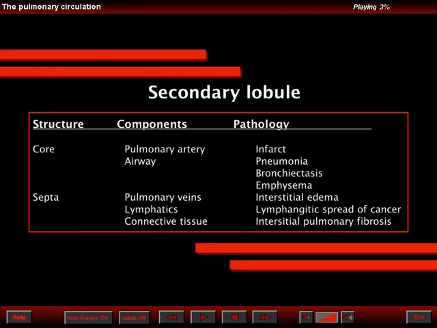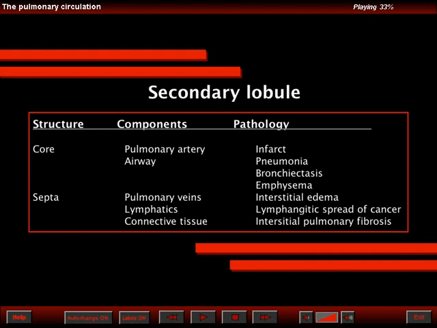A secondary lobule of the lung has a core and septa. The components of the core are the terminal branches of the pulmonary artery and the terminal branches of the airway. Obstruction of a pulmonary artery may lead to an infarct. Disease of the airway can result from pneumonia, bronchiolectasis, and also emphysema.